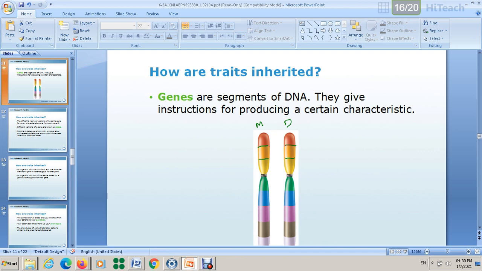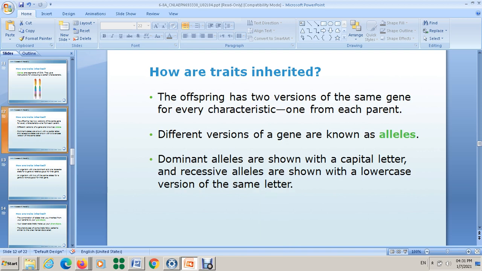For each gene, this gene I'll call gene A, and this gene is A also, is responsible for your ear size. For example, these two, because they are two, you're talking here about two versions of the same gene, both of them responsible for the size of the ear, but one from the dad and the other one from the mom.